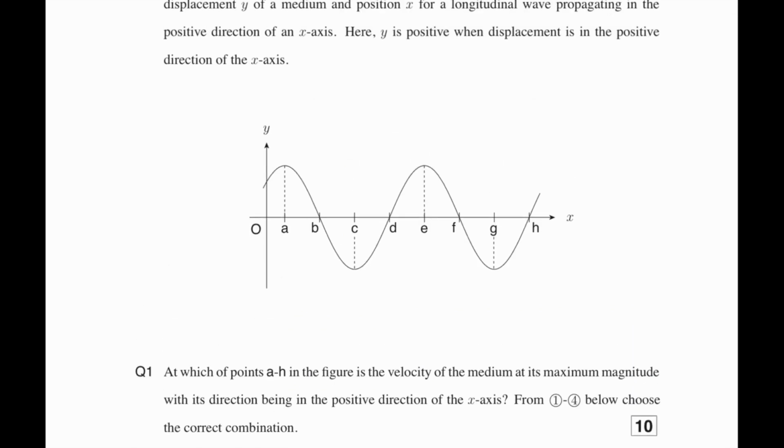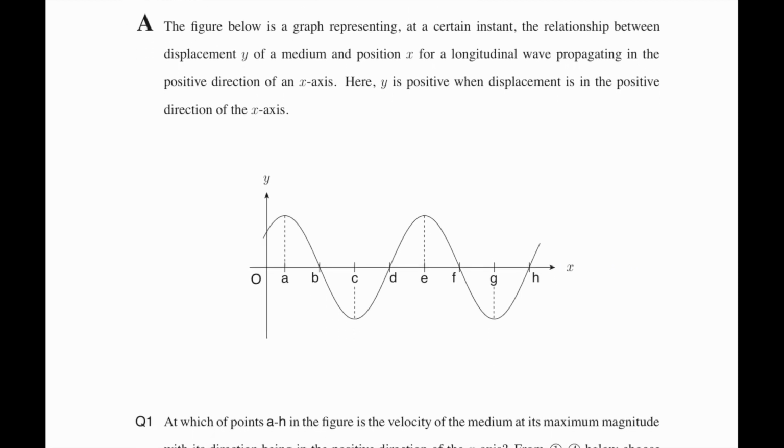Okay, let's start from number 10. In this question, we have a graph that represents a relationship between displacement y of a medium and position x for a longitudinal wave propagating in the positive direction of an x-axis. So the wave propagates to the right, the positive direction of an x-axis. Here, y is positive when displacement is in the positive direction of the x-axis.